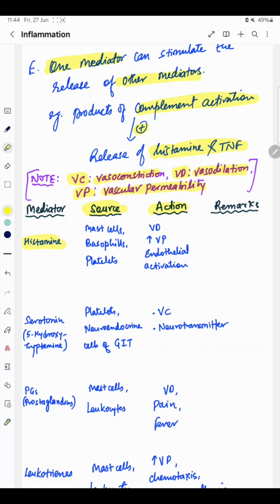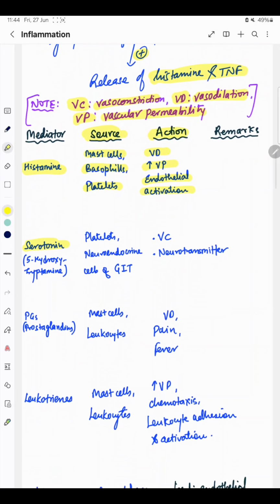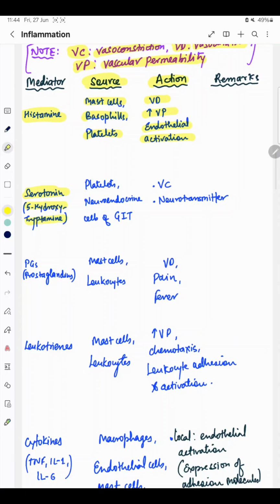Histamine is a vasoactive amine produced by mast cells, basophils and platelets, and acts as a vasodilator, increases vascular permeability, and plays an important role in endothelial activation. Another inflammatory mediator is serotonin, also known as 5-hydroxytryptamine, produced by platelets and neuroendocrine cells of the GIT. It acts as a vasoconstrictor or a neurotransmitter.